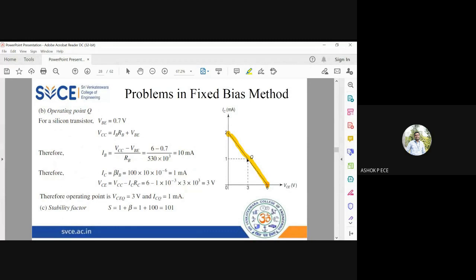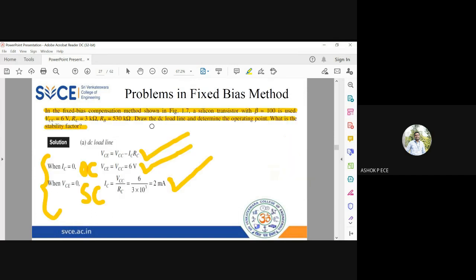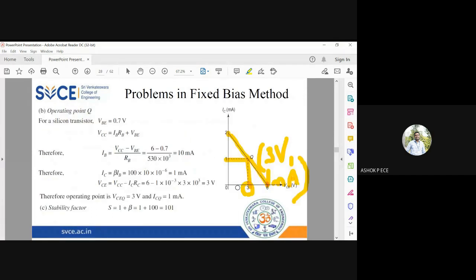So the Q point will be exactly in the middle. So Q point will be 6 by 2, it is 3 volt, and 2 by 2, it is 1 milliampere. So the Q point coordinates are 3 volt and 1 milliampere. This is the coordinates of your Q point. So that is one thing asked in your question. So we have got the coordinates of the Q point. See here, VCE is 3 volt and IC is 1 milliampere.